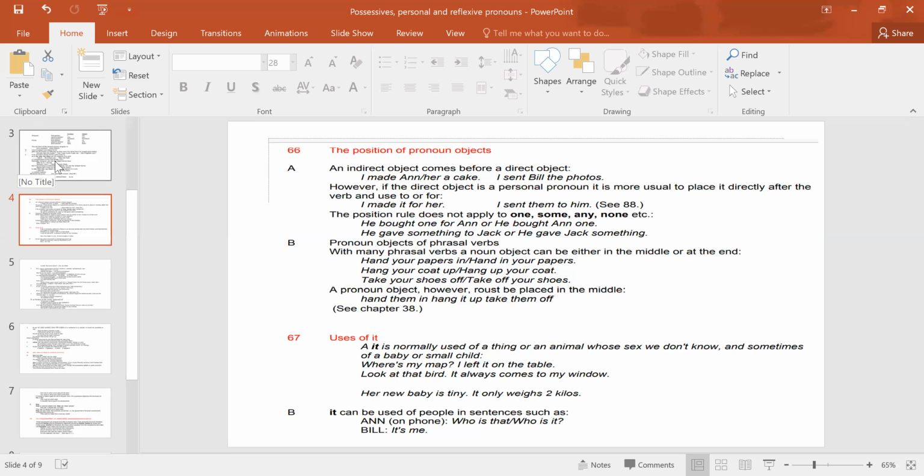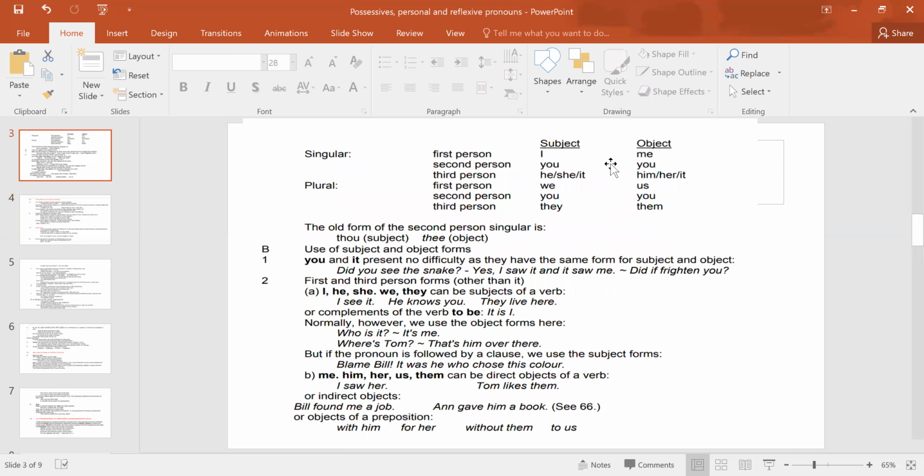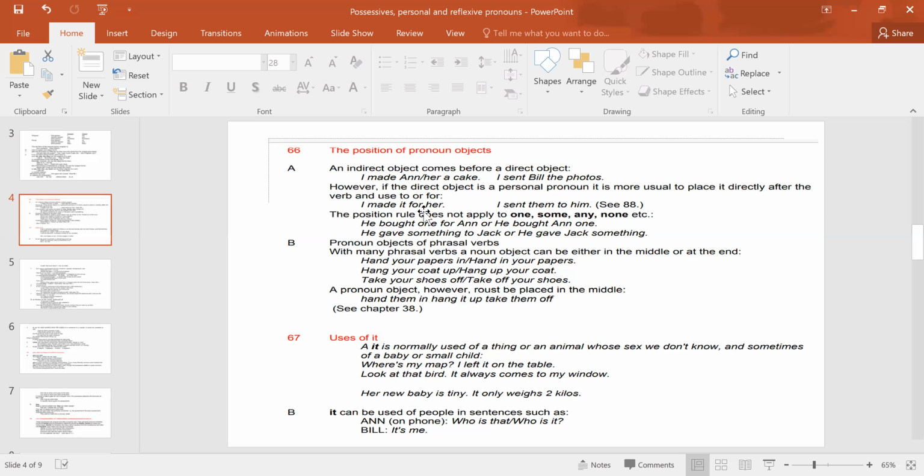So you already know what the personal pronouns are. Here you can see the personal pronouns I, me, you, we, etc., and the subject and object forms of personal pronouns. So in I made it for her, this it is a personal pronoun and you straight away put it after the verb made. Otherwise you normally use the indirect object before a direct object. All right. You use the indirect object first, then the direct object afterwards. But in the case of a personal pronoun as a direct object, you will use the personal pronoun first and then the indirect object second.